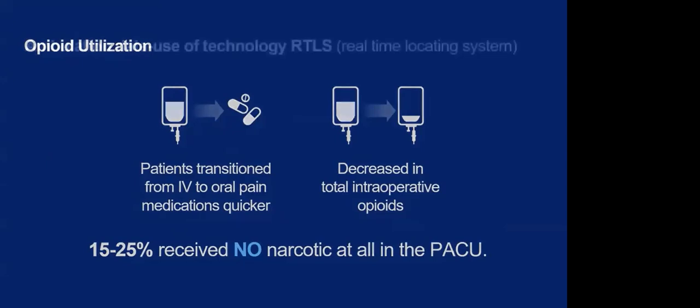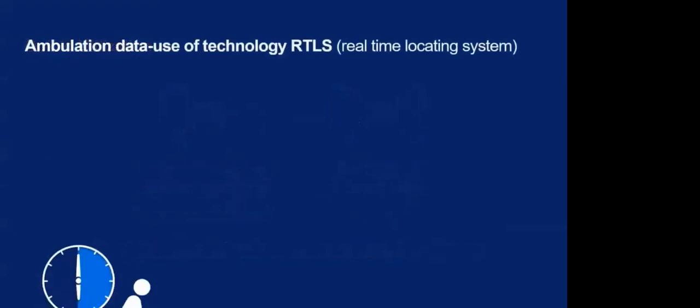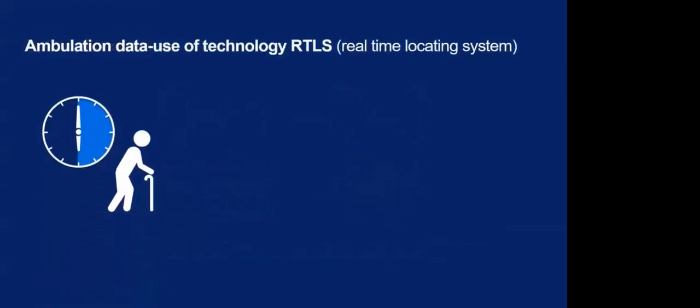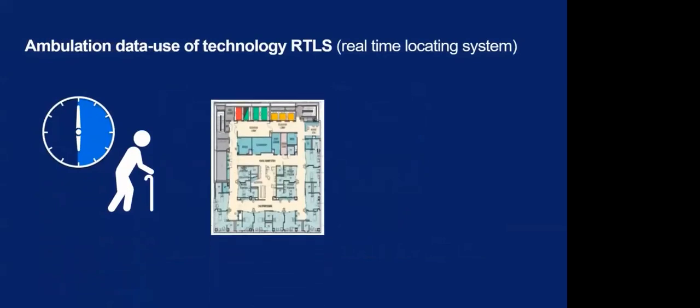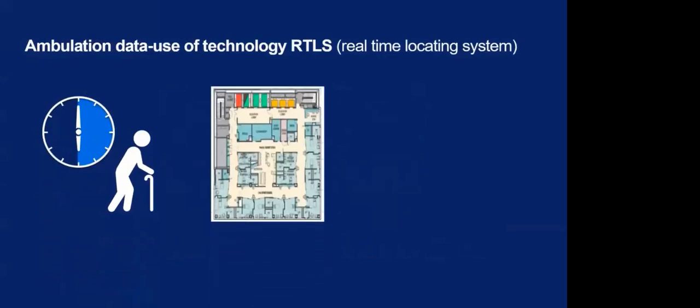Mobility and ambulation were encouraged by our PACU nursing staff with specific instructions for patients to complete laps, as you can see here around the floor. One metric for this outcome was automated RTLS, real-time locating system, which makes it less subjective than mere observation. So using this novel technology, we quantify distances before they were discharged.